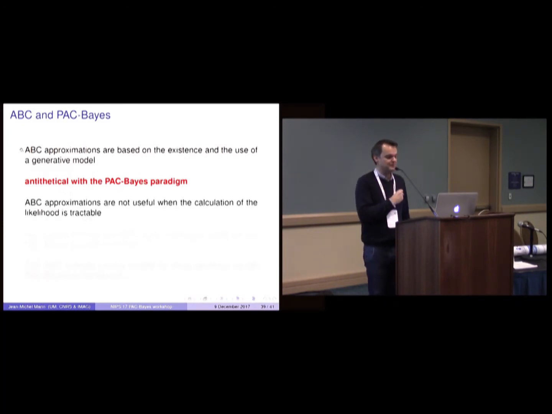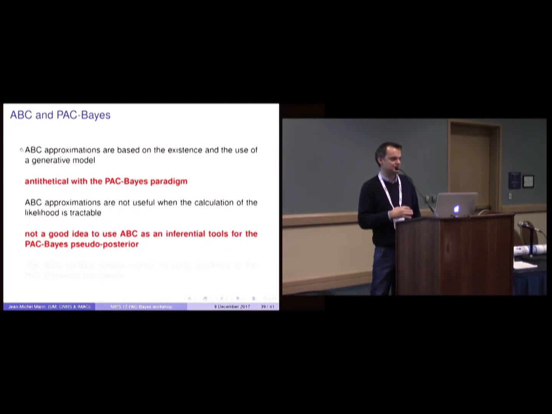First point. Second point, I don't think that ABC approximation is useful when the calculation of the likelihood is tractable. I think that if you are able to calculate the likelihood, there are more clever approximations than this approximation. So it's not a good idea, I think, to use ABC as an inferential tool for trying to get simulation from the PAC-Bayes pseudo-posterior.